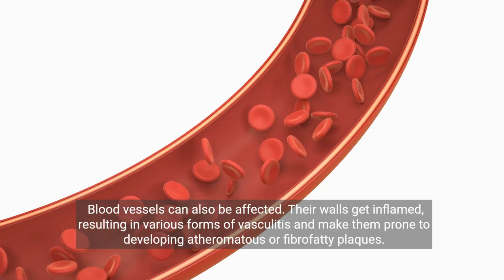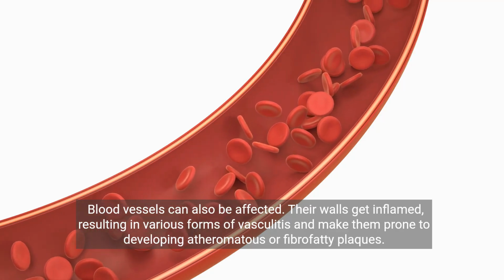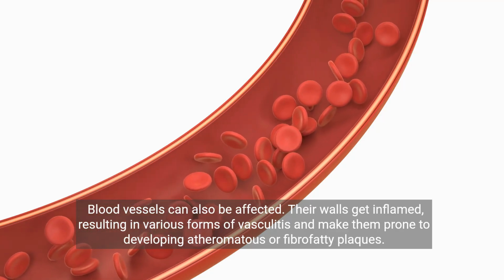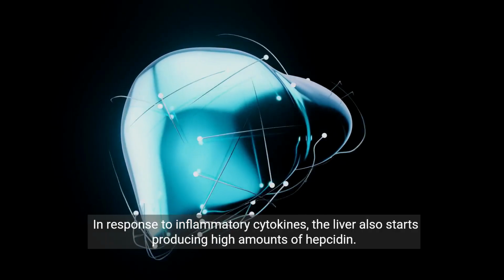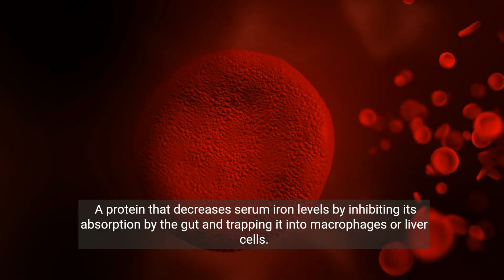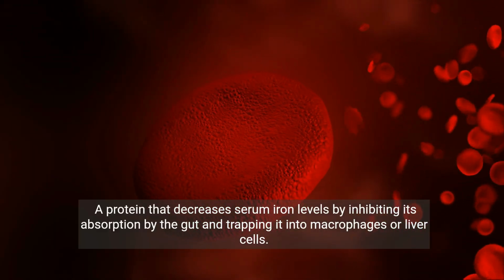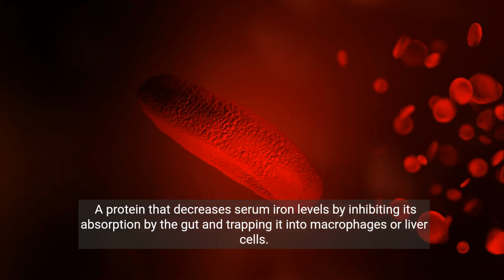Their walls get inflamed, resulting in various forms of vasculitis, and make them prone to developing atheromatous or fibrofatty plaques. In response to inflammatory cytokines, the liver also starts producing high amounts of hepcidin, a protein that decreases serum iron levels by inhibiting its absorption by the gut and trapping it in macrophages or liver cells.